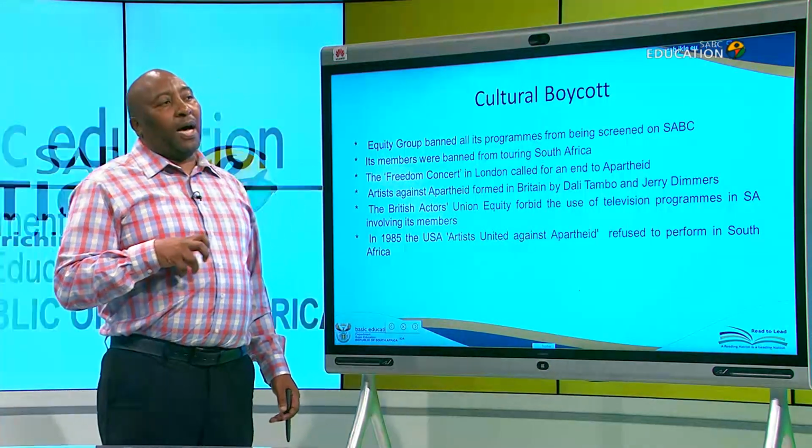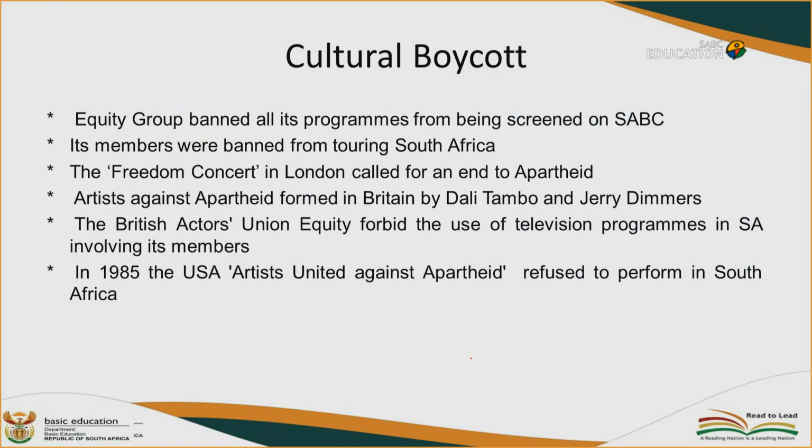Now we go to another point, which is the cultural boycott. Now, what was the cultural boycott? In the cultural boycott, we've got what we call an Equity group. An Equity group was a group that was established in England that looked into banning all its programs from being screened in SABC. Now, SABC could no longer access all cultural programs that took place in the world or internationally.